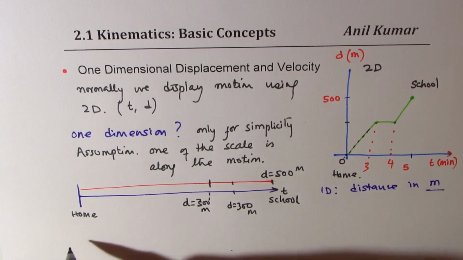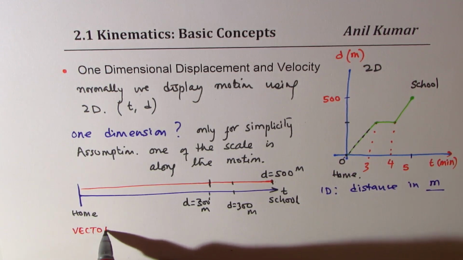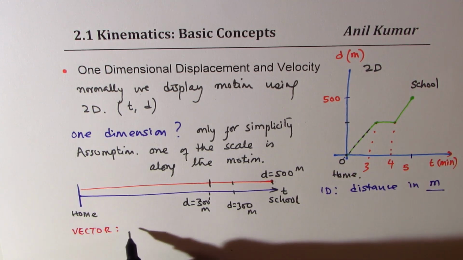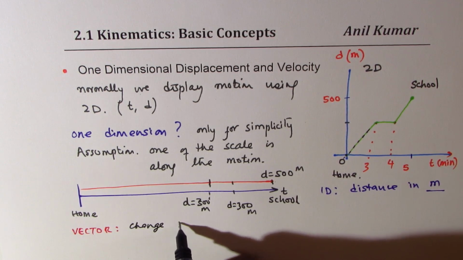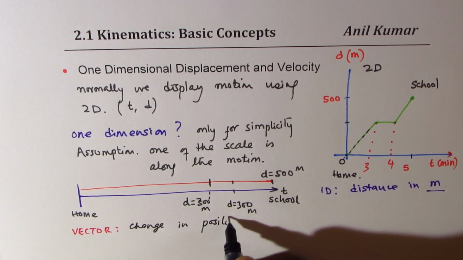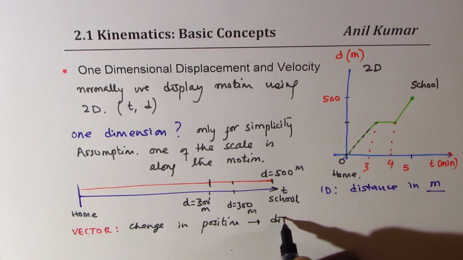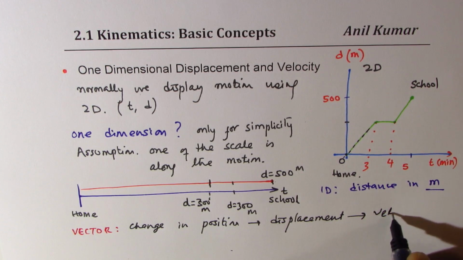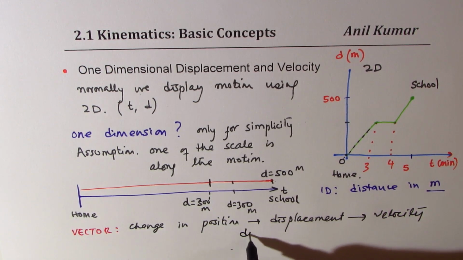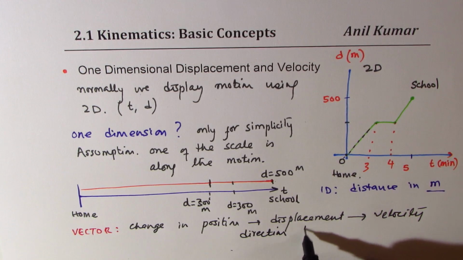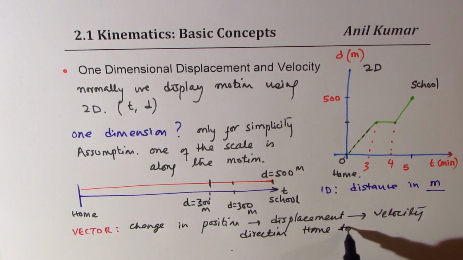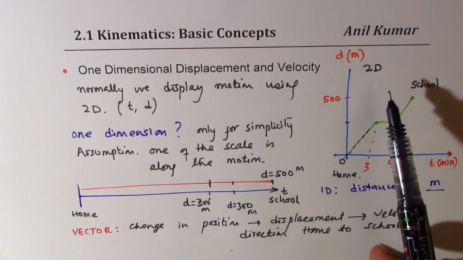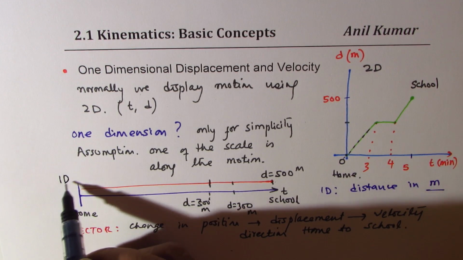So we have limited ourselves to scalar quantities so far by using the word distance. To get to vector quantities, we'll just change a few terms. We'll use terms like change in position, which will relate to displacement, which will relate to velocity. Direction being home to school. Does it make sense? So the whole 2D diagram could now be represented in 1D.